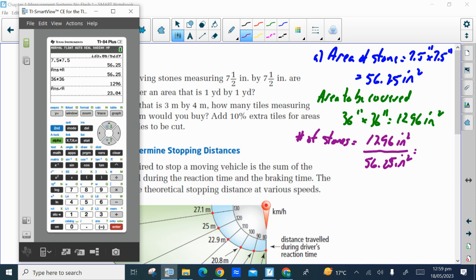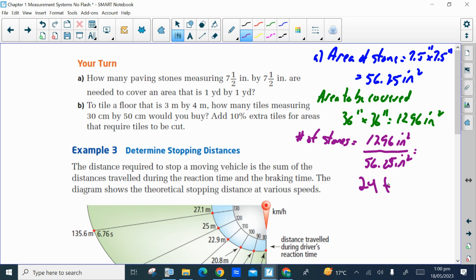So 23 won't quite do it, even though if you round this it would probably be 23 tiles, but you'd have a little piece that isn't covered. So you're going to need 24 tiles here. And that last one will have to be cut. Most of it will be unused, but if you want to cover the entire area, that's how many tiles you would need.